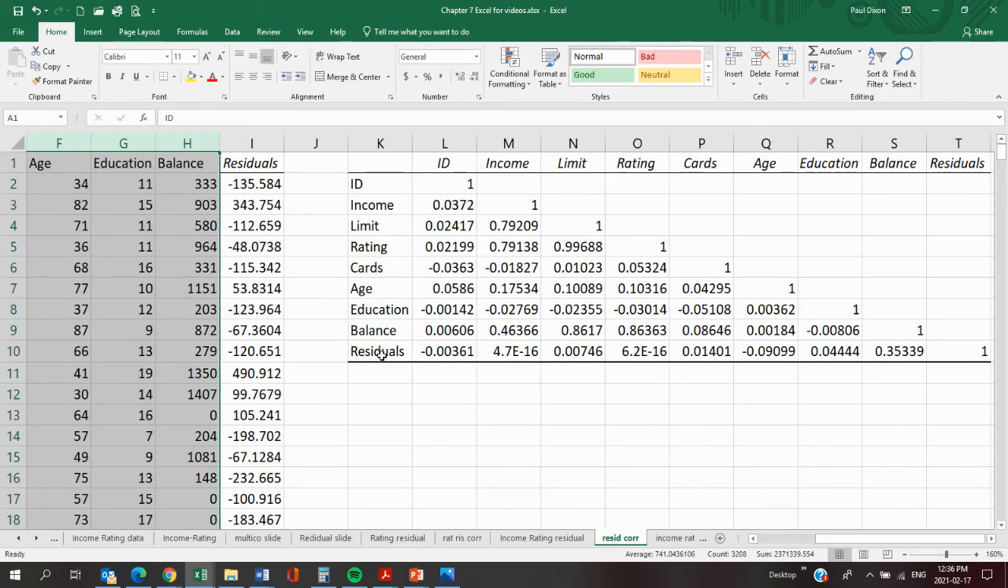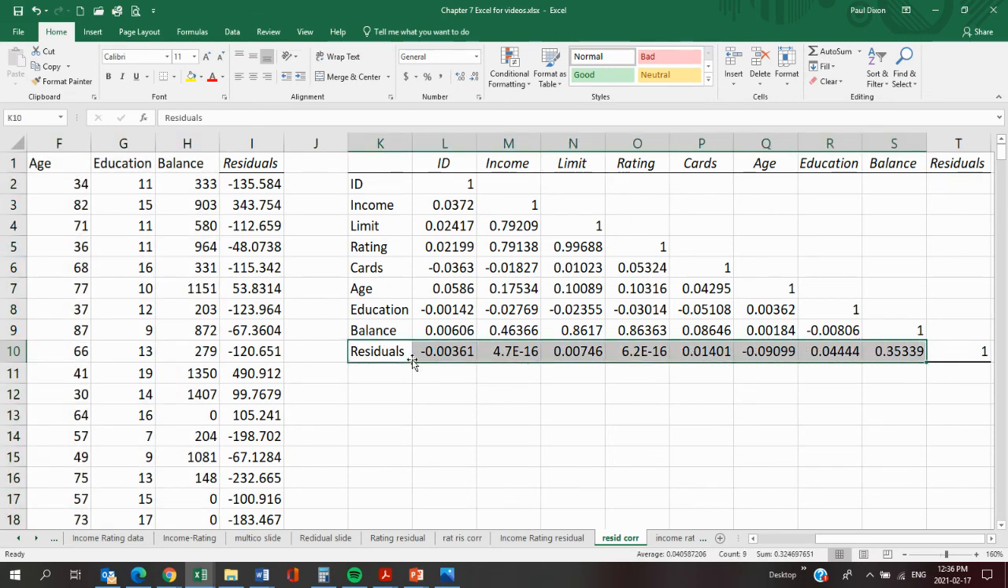So now when I'm looking here, my residuals in this row, and with ID, I shouldn't have any. With income, it's this minus 16 again. It means it's no relationship. With limit, it's almost zero. With rating, it's zero. With cards, 0.01, it's pretty small. Age, I've got a little bit, minus 0.09. And education, I've got 0.04. And then I get stuff with balance. So if I had to add a third one, maybe I'd add age.